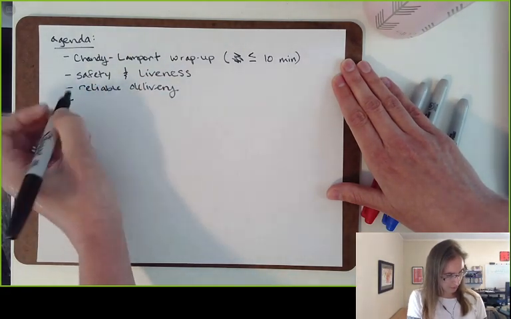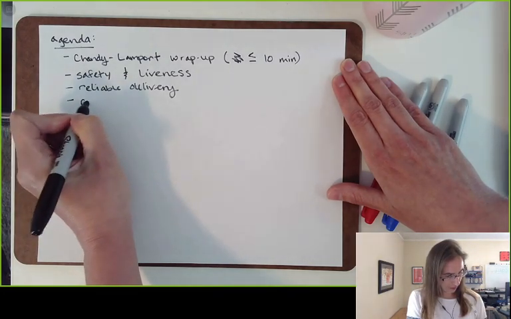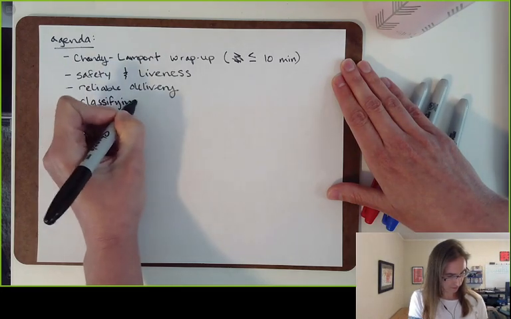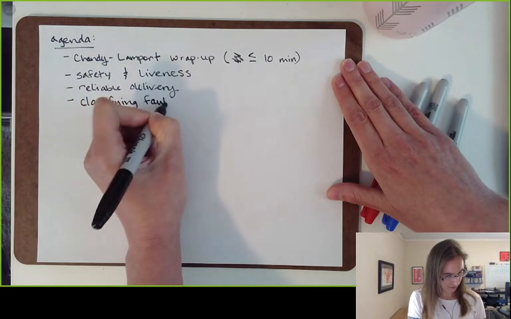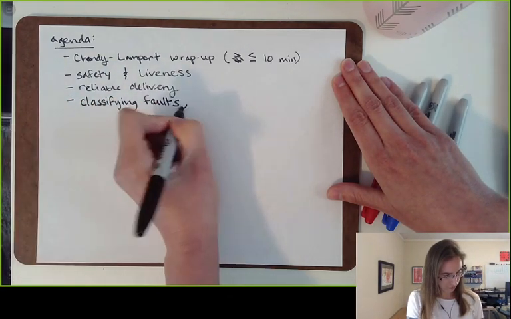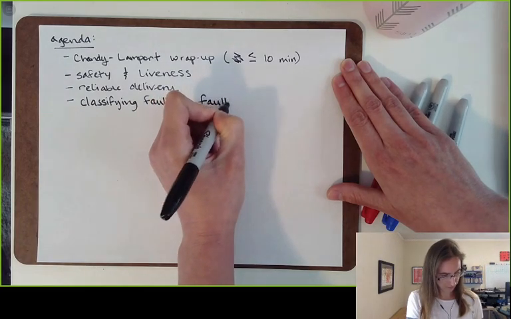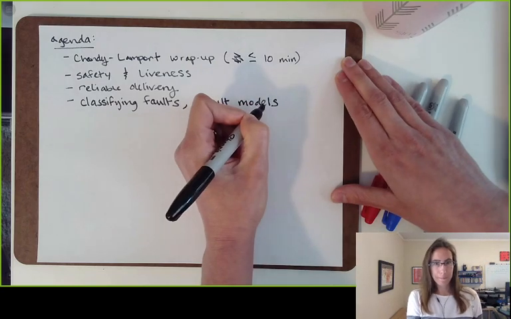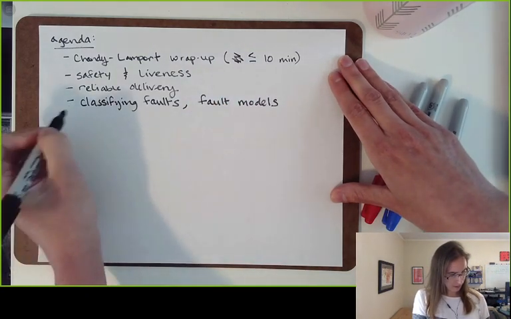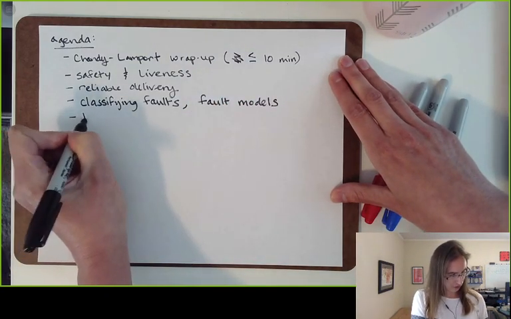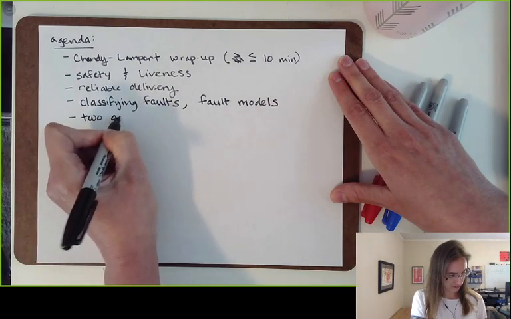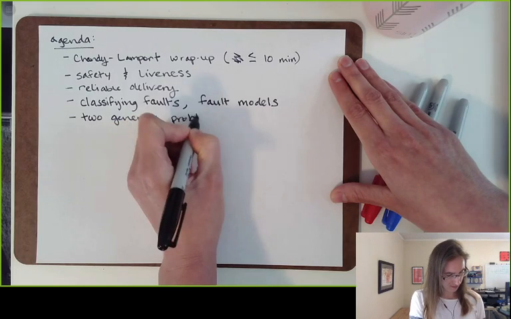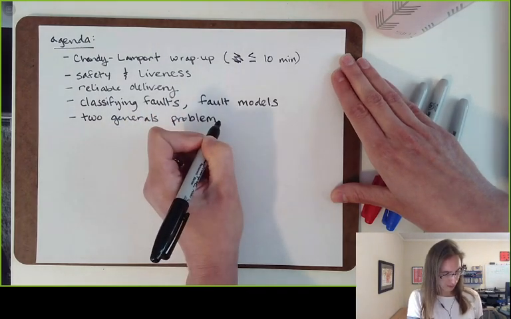And then we're going to talk about classifying kinds of faults, and fault models. And I hope that we have time to get to the two generals problem today. So that's what we have on our plate for today.